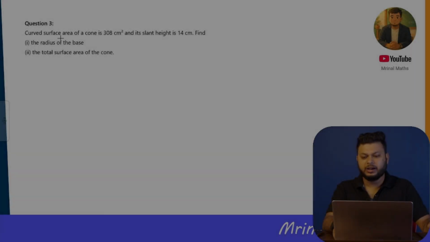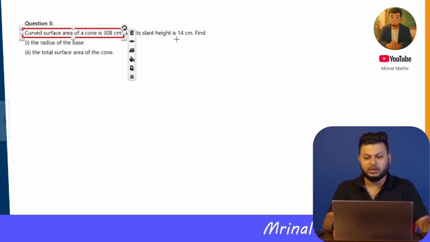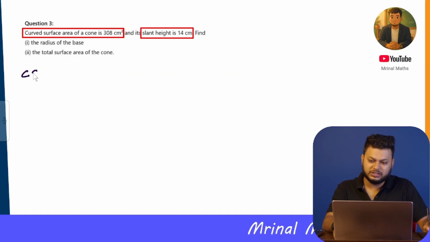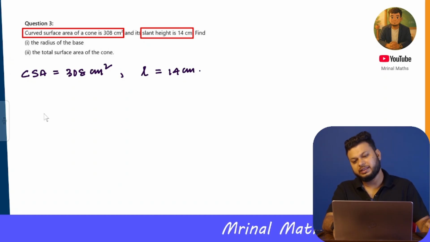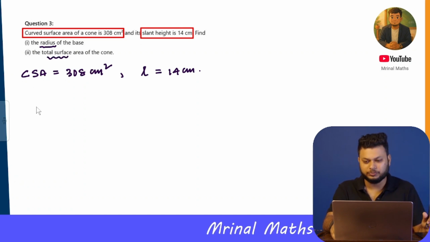They say the curved surface area of a cone is 308 centimeters square and the slant height is given as 14 centimeters. So they meant the CSA of the cone is 308 centimeters square. The slant height, represented by L, is given as 14 centimeters. They are asking us to find the radius as well as the total surface area of the given cone.